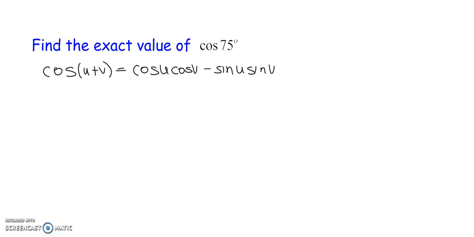The idea here is I want u and v to be values that I already know that are on the unit circle, and of course I want them to add up to 75 degrees. There's not a lot of ways to do that. In fact, the only way I could think of is 30 degrees plus 45 degrees.